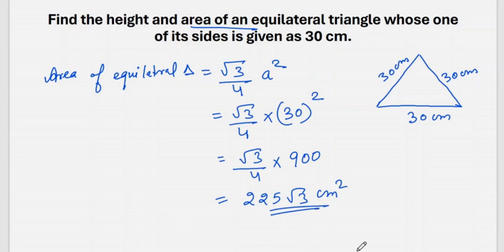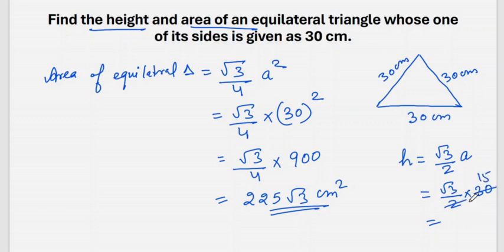Okay. Now we have to find one more thing, that is the height. Okay. So for finding out the height of the equilateral triangle, you can directly use the formula as h equal to root 3 by 2 a. So you can find this. What is root 3 by 2 into what is a? A is our 30. So it is 2 into 15, that is 15. So you will get 15 root 3 centimeter. Okay. This is your answer.